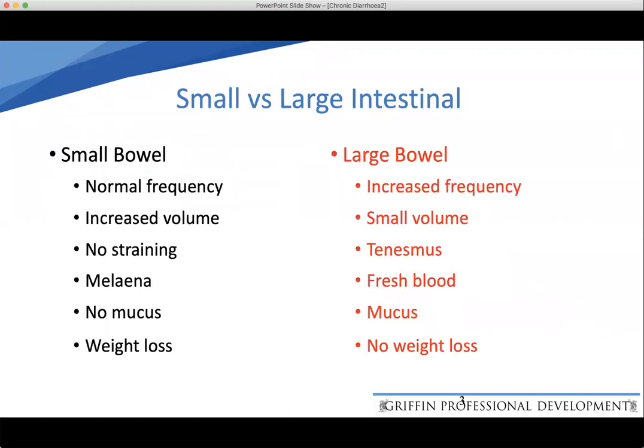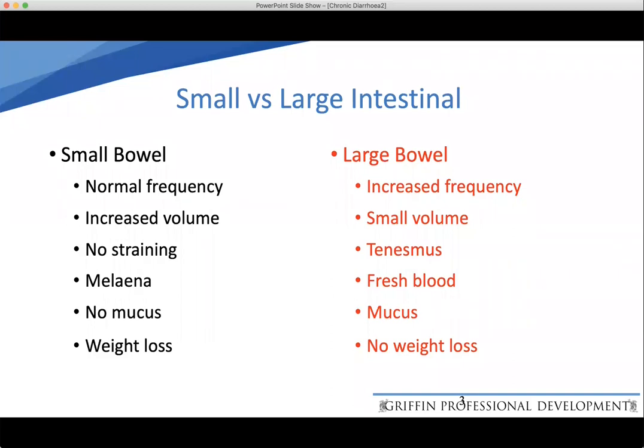So first and foremost, as I've said, we need to decide whether we're dealing with small intestinal or large intestinal diarrhea. And it's absolutely vital to differentiate between these two, as the differential diagnosis and treatment will be different. But remember, in some cases, animals will have a mixture of both.